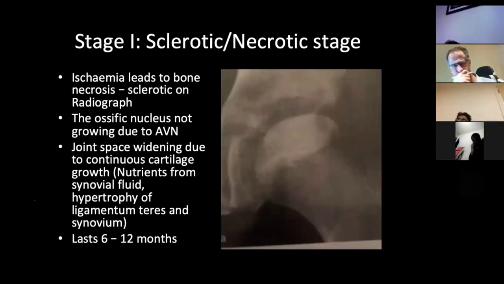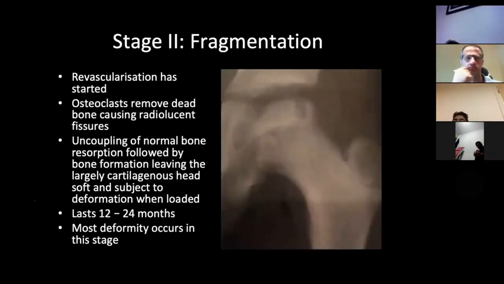So in stage 1, you've got a sclerotic and necrotic stage, right? So you've got bone ischemia, which leads to necrosis. The ossific nucleus is not growing because of AVN, but the cartilage is growing, right? So you get widened joint space, and you get sclerosis of the ossific nucleus. And this typically lasts between 6 to 12 months.